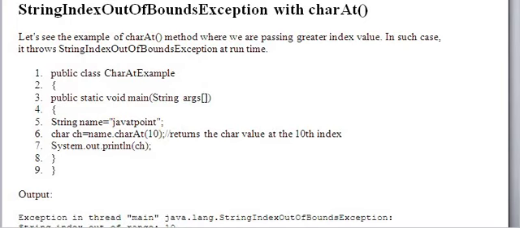Look at this example. Look at line number 5. What is the string? JavaTPoint. And line number 6, charAt within brackets 10. Automatically you get an error. Exception in thread main java.lang.StringIndexOutOfBoundsException, because we are passing a greater index value. We are supposed to pass 0 to n minus 1, if n is the length of the string.